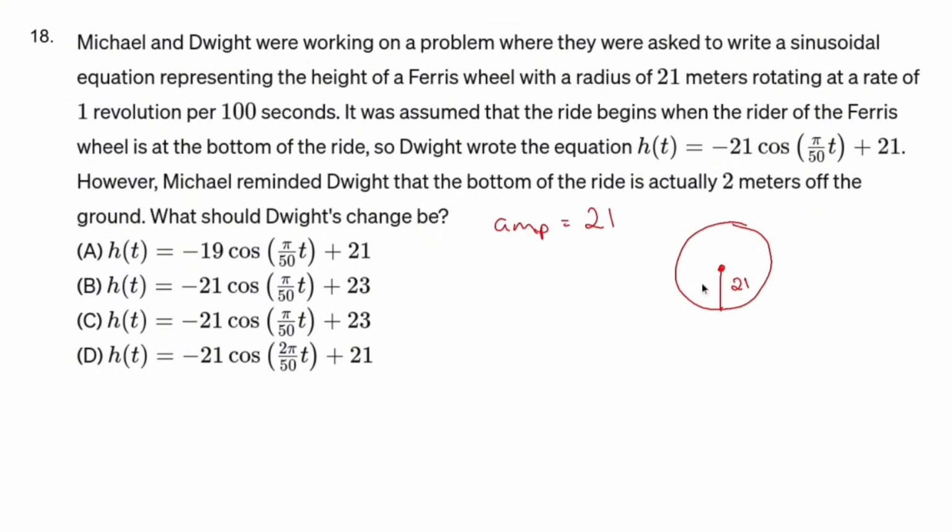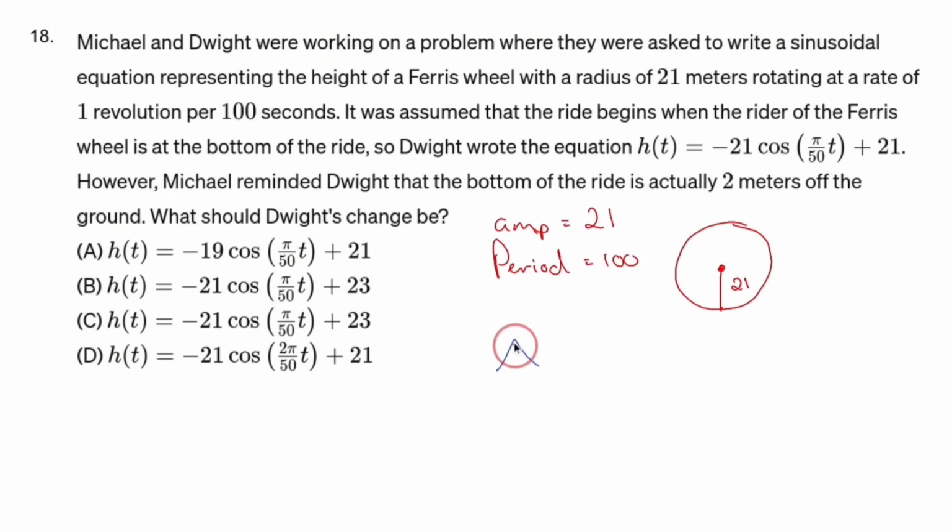I'm just giving you a heads up. What else do we know? Well, if it rotates once every 100 seconds, then that's going to be our period. Okay, let's keep on going. It was assumed that the ride begins when the rider of the Ferris wheel is at the bottom of the ride. So Dwight wrote out the equation h of t equals negative 21 cosine pi over 50 t plus 21.